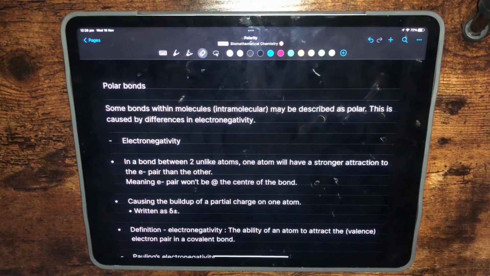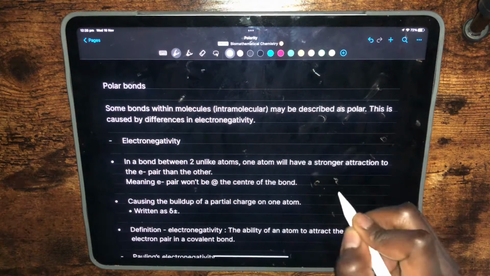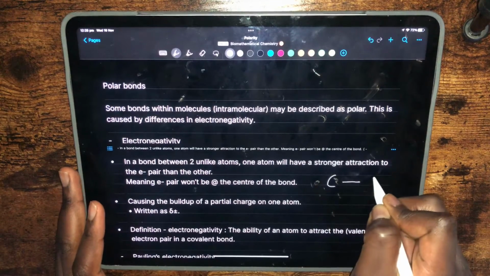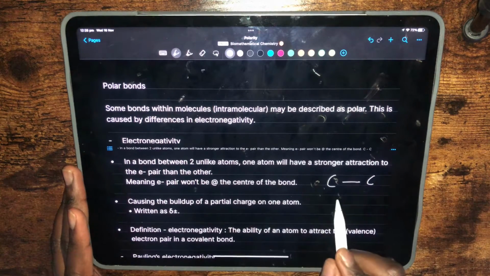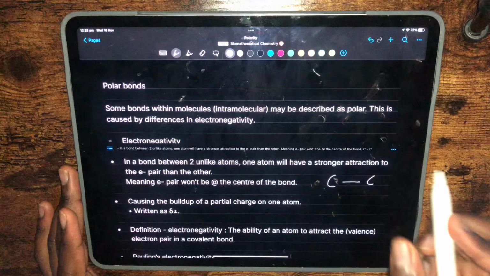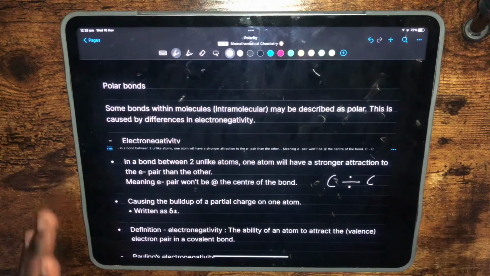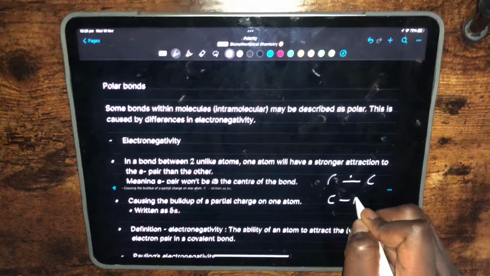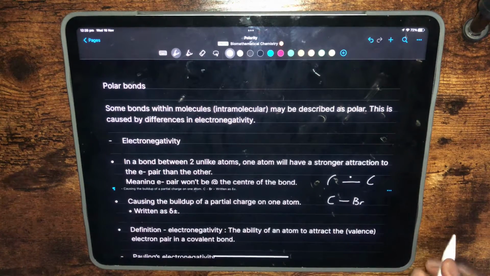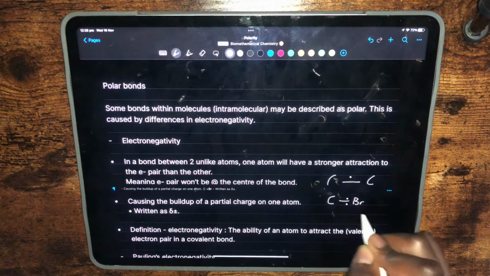And usually between atoms. So if I say a carbon-carbon bond, because it's the same atom, same electronegativity, the electrons are equally pulled between each carbon. So the bonding pair in this case would be directly at the center of the bond. Whereas in a carbon-bromine bond, because bromine is much more electronegative than carbon, the electrons are more closely attracted to the bromine than to the carbon.